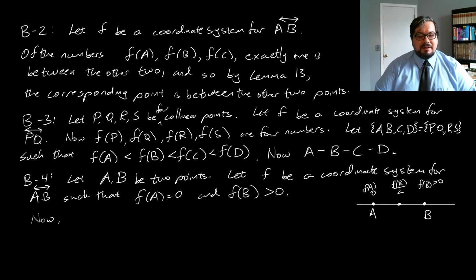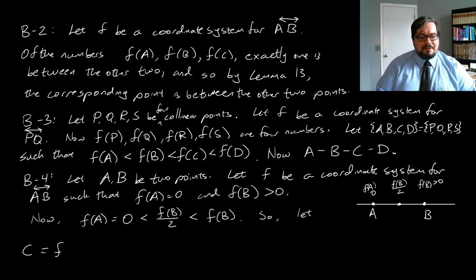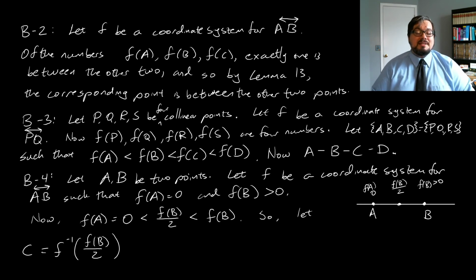But it's also going to be greater than 0. So let me start this way: F of A is equal to 0, and that's going to be less than F of B over 2, which is going to be less than F of B. So let C equal F inverse of F of B over 2. In other words, let C be the point on the line which has a coordinate of F of B over 2.